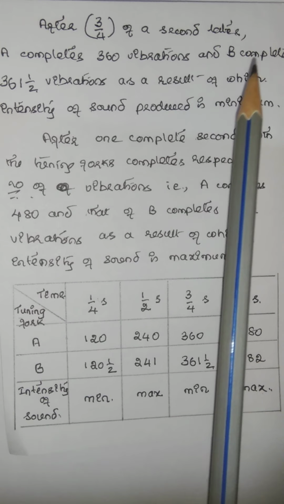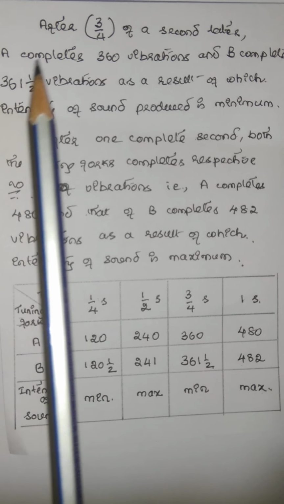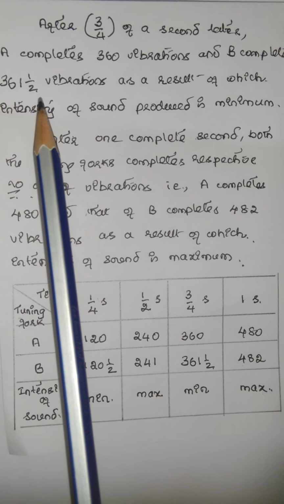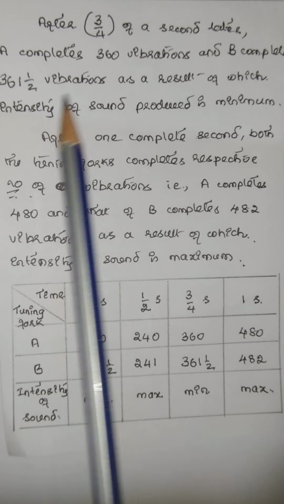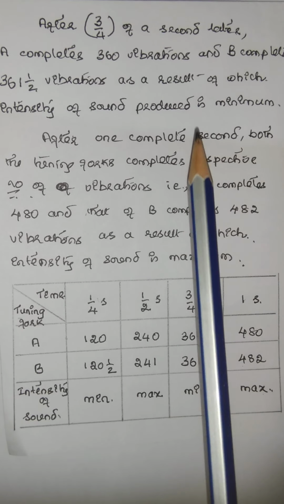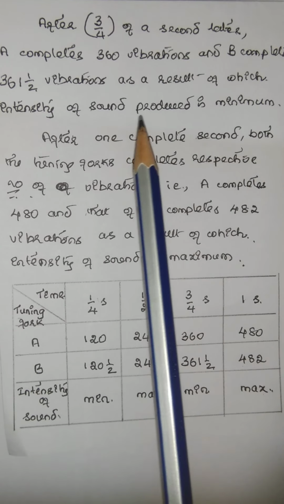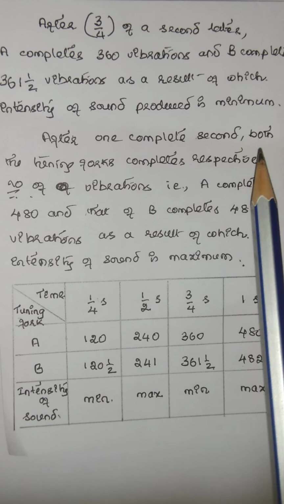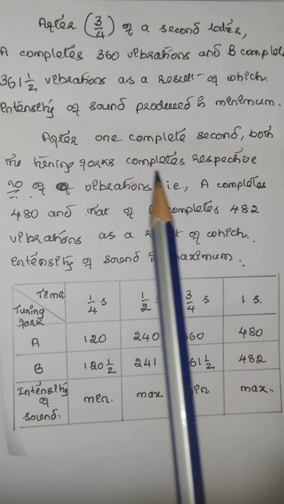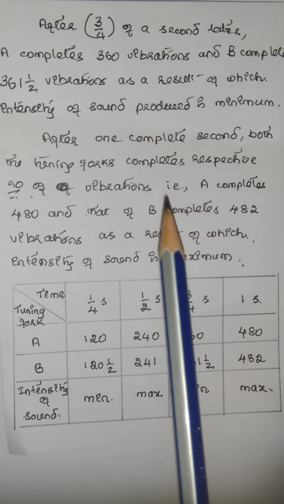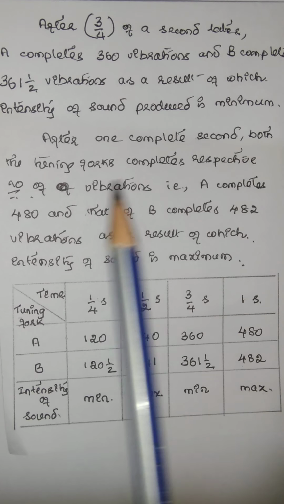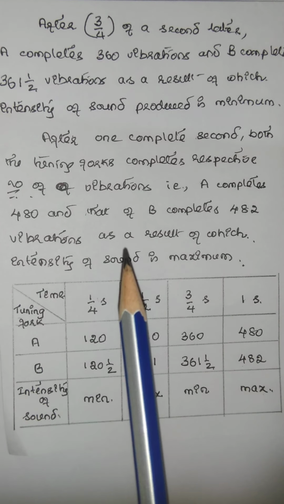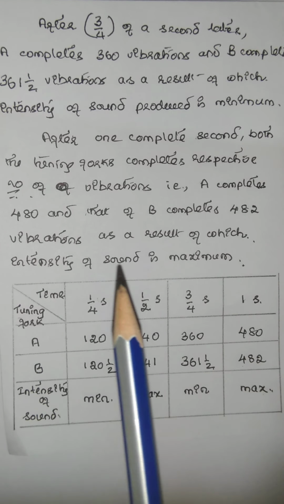And after 3/4 of a second, A completes 360 vibrations and B completes 361 and a half vibrations. As B could not complete the respective vibration, the intensity of sound produced is minimum. After one complete second, both the tuning forks complete the respective number of vibrations. That is, A completes 480 and B completes 482 vibrations, as a result of which the intensity of sound is maximum.